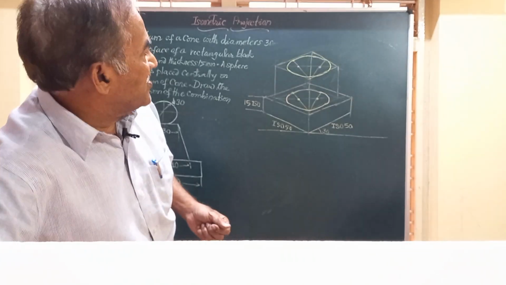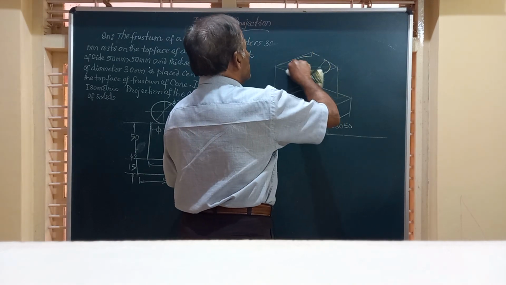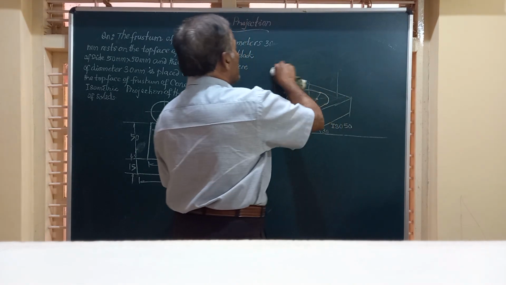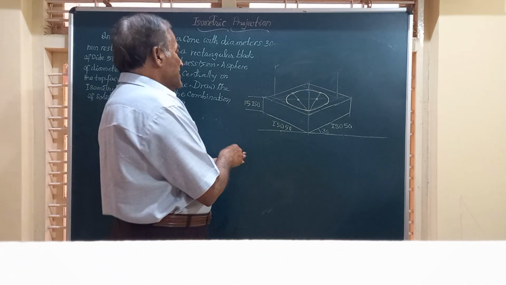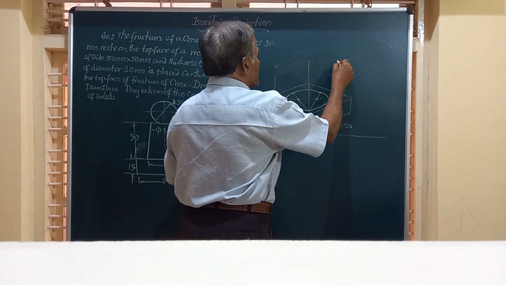Here we should have taken 10 millimeter less. So I will have a small change here, friends. Because this has got a diameter of how much? 30 mm. So we have made it 40. This should be 30. You construct.